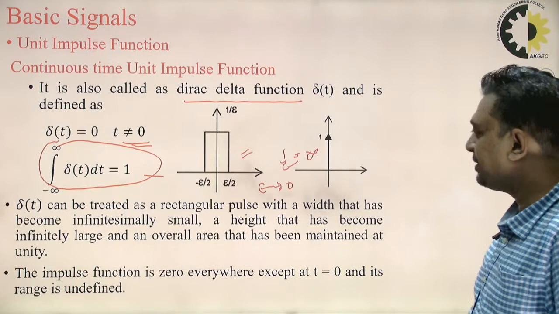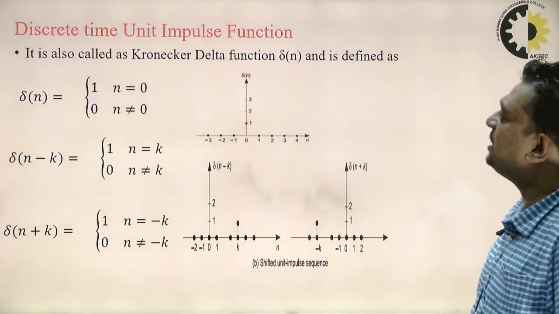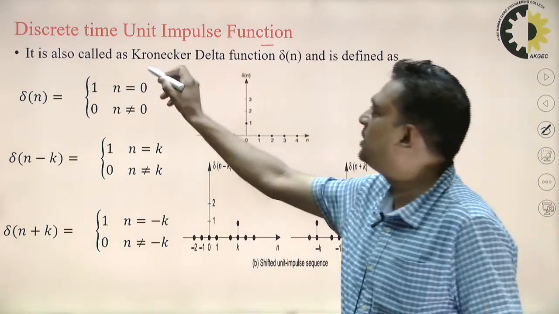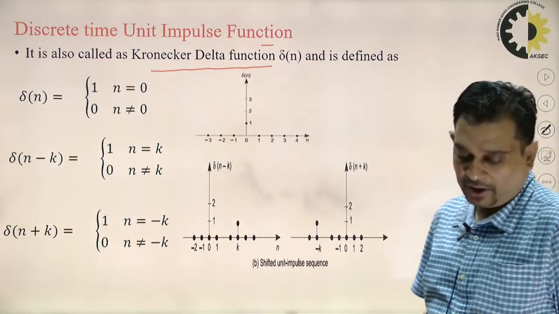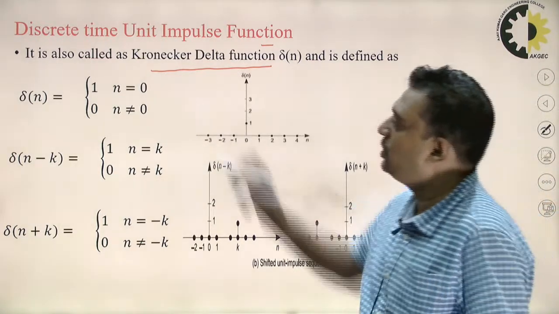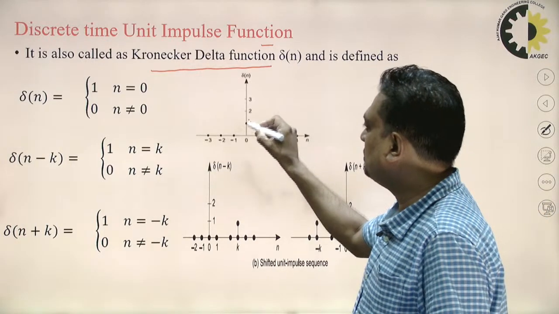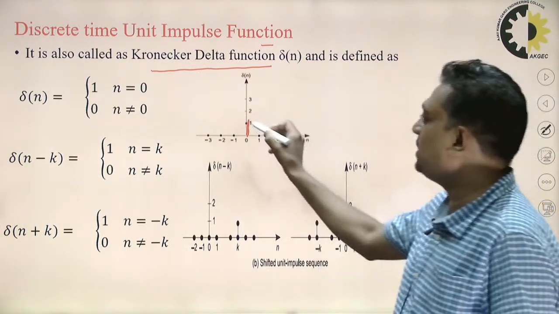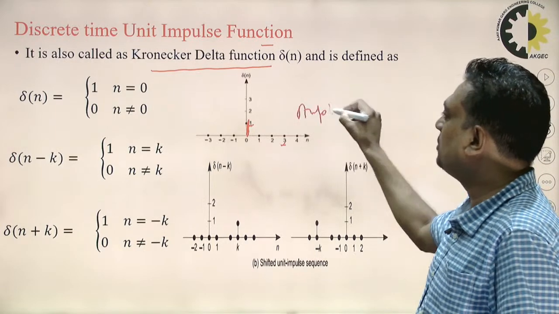So this we have already covered. Now discrete time unit impulse function, it is also called Kronecker delta function delta n, and it is defined as delta n equals 1 at n equals 0 and 0 for n not equal to 0. So you can say this is basically your delta function. This is defined only at n equals 0, and here in this case amplitude is 1, not infinity.